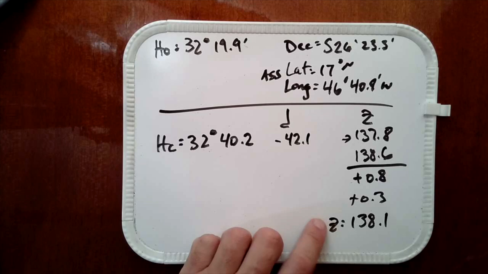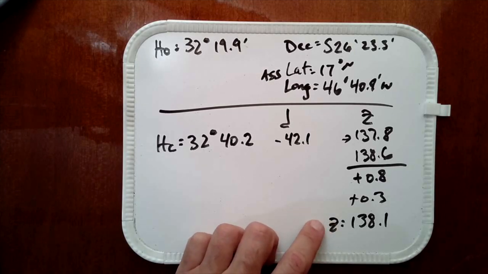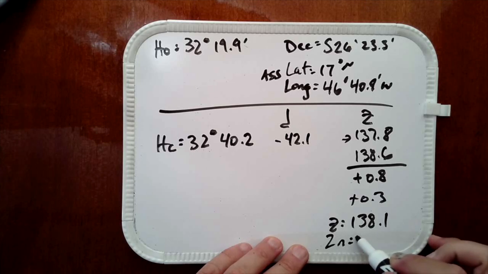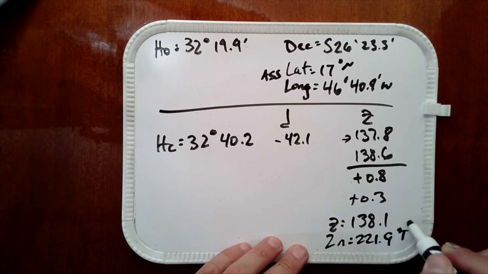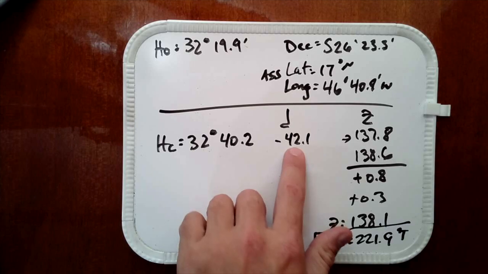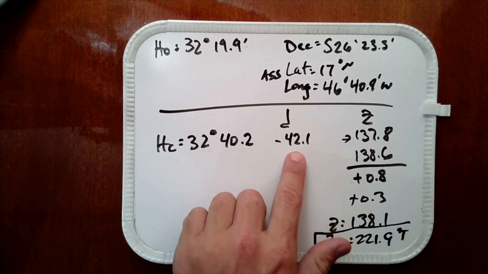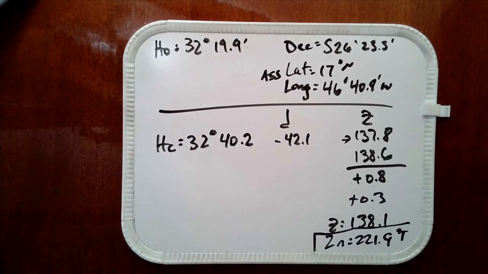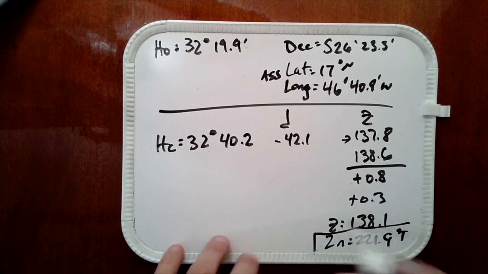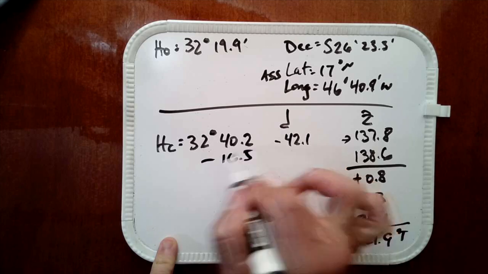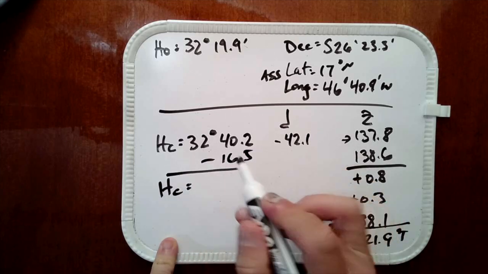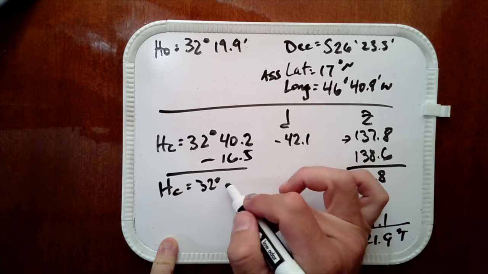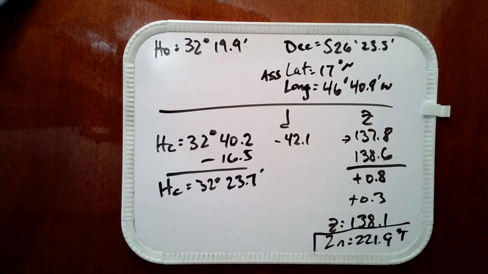All right, and then since the LHA is less than 180, depending on our hemisphere, that makes our azimuth, our ZN, going to be 221.9 degrees true. All right, so for the altitude difference, we're going to multiply this by our 23.3, divide all that by 60, and that gets us a correction of negative 16.5 and a total HC of 32 degrees and 23.7. All right, so that's it for step 4.